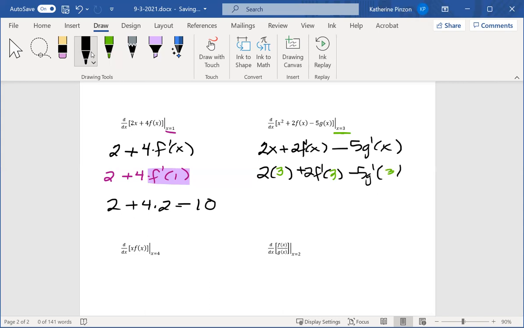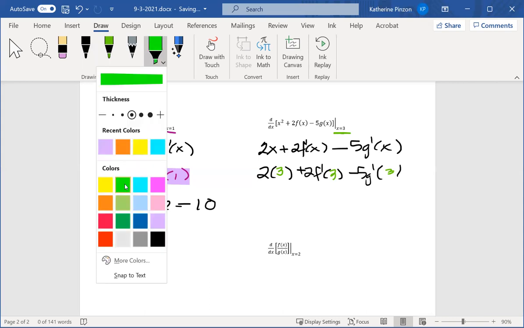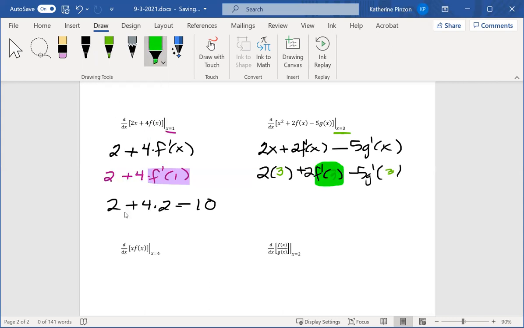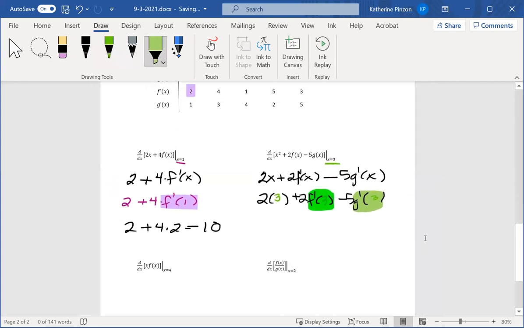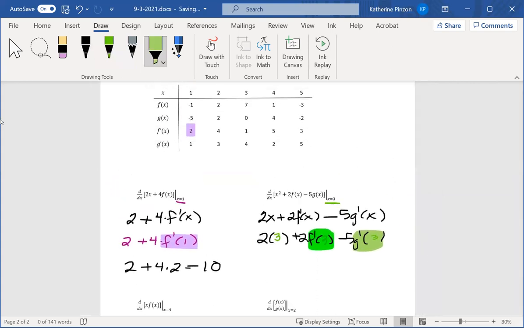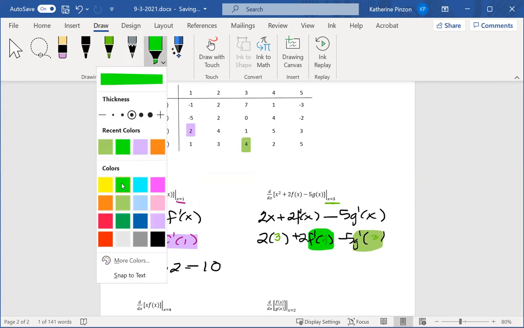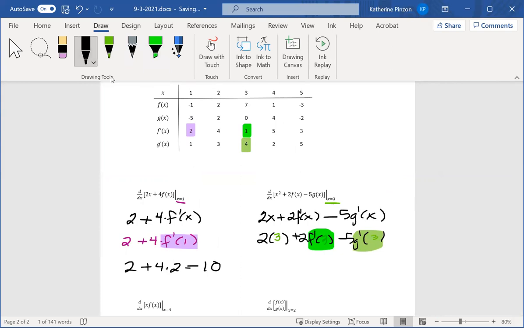Okay, so I'm going to go up to my table now because I need this value, f prime of 3, and I need this value, g prime of 3. So I'm going to go up to my table and look for f prime of 3 and g prime of 3. Here's my f column. Here's my 3 column. G prime of 3 is 4 and f prime of 3 is 1. So I have 2 times 3 plus 2 times 1 minus 5 times 4.